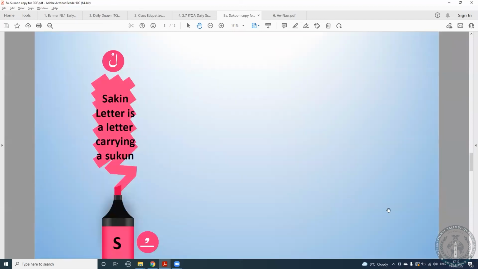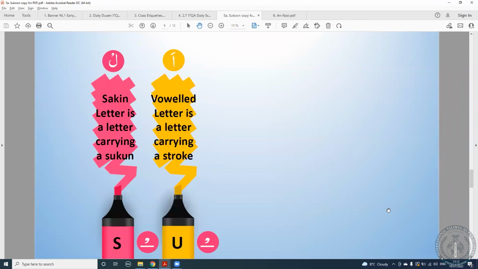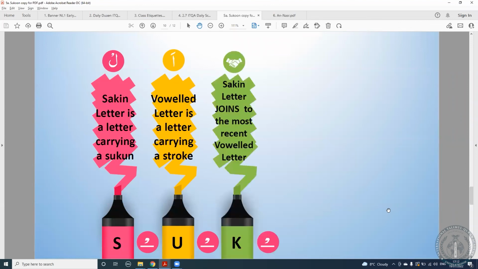Okay, just to recap, a sakin letter is a letter carrying a sukoon. A voweled letter is a letter carrying a stroke. A sakin letter joins to the most recent voweled letter. So a sakin letter is a letter carrying a sukoon, for example, lam sakin. A voweled letter is a letter carrying a stroke, so for example, alif has a fatha, a.